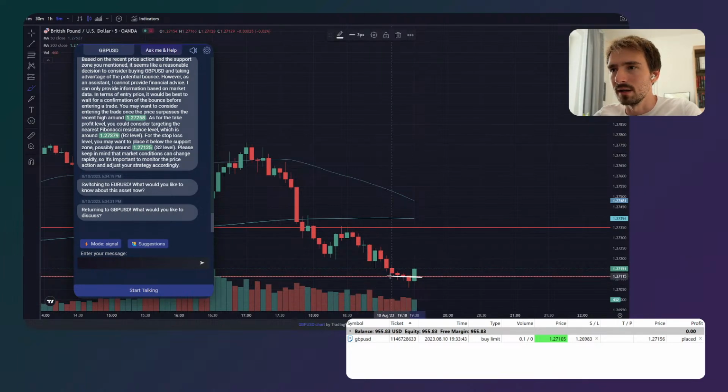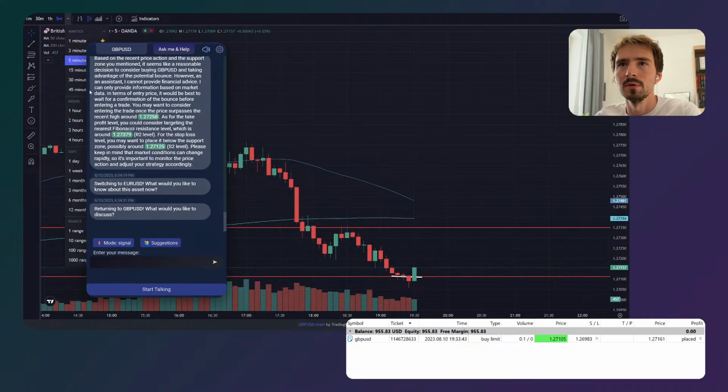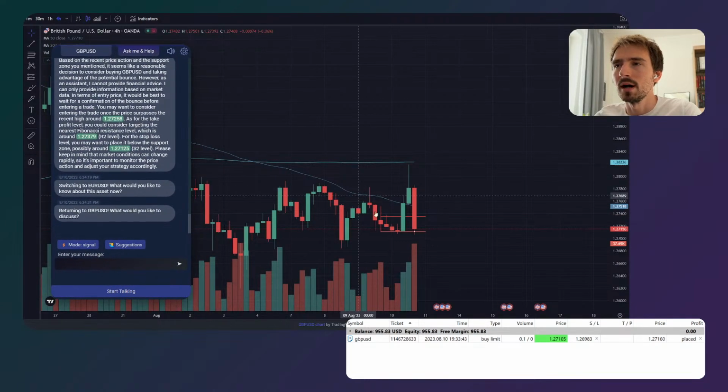Oh, hey, big engulfing bearish candle forming on 4H. Let's take a look. Let's go to the 4 hours. Let's see, what do we have here? Oh, I see. Okay.